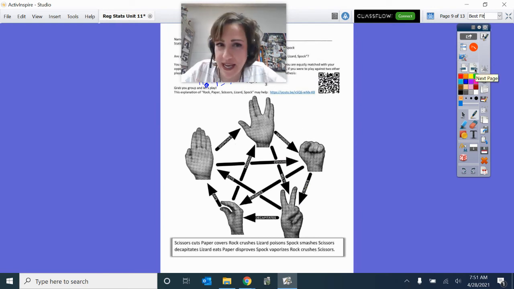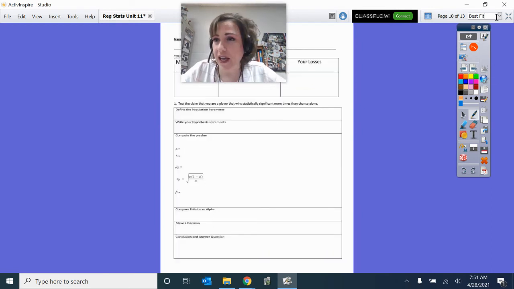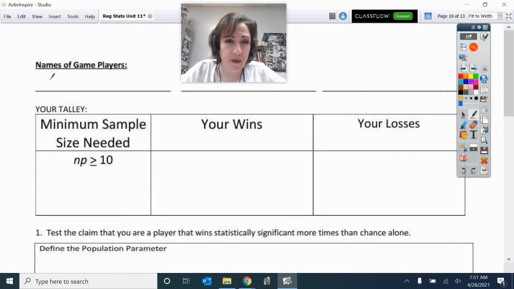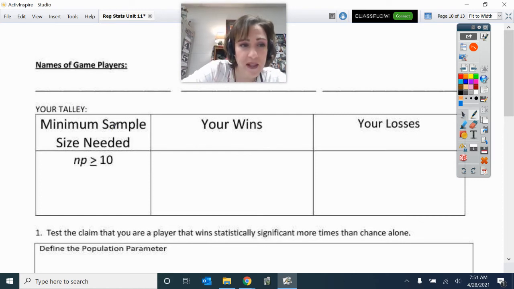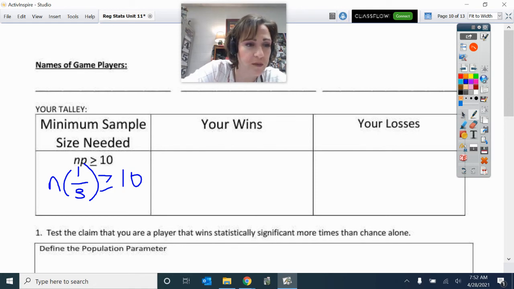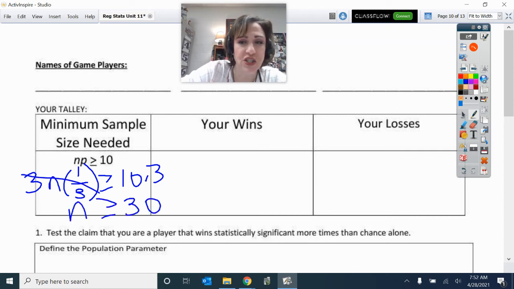Now, how many times do you have to play? That's going to depend, of course, on how many players you are playing with. So if you are playing with 3 players, then you've got this going on. Well, how do you get rid of that 1/3? You're going to multiply both sides by 3. So n has to be greater than or equal to 30, and so on.